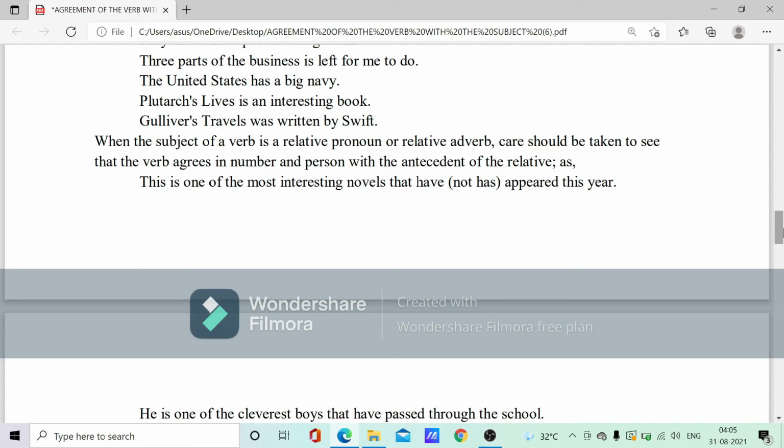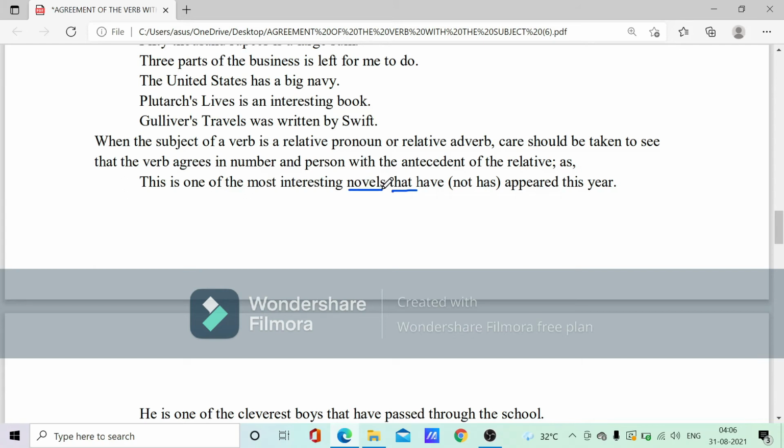अगर when you find these words, then you have to look before that word. जहाँ पे ये वर्ड जहाँ से ये वर्ड शुरू होते हैं उससे पहले के वर्ड को आपको देखना पड़ेगा. जैसे यहाँ पे आप देखेंगे ये दैट है. This is one of the most interesting novels that. अब यहाँ पे आपको देखना है कि दैट. अब दैट क्या है? दैट जो है ये एक रिलेटिव प्रोनाउन है और इससे पहले एंटीसीडेंट क्या है?